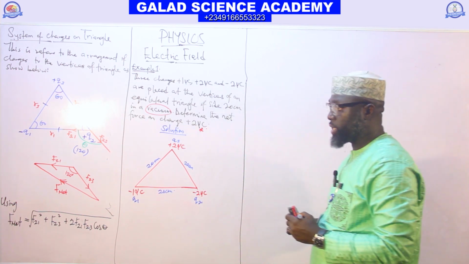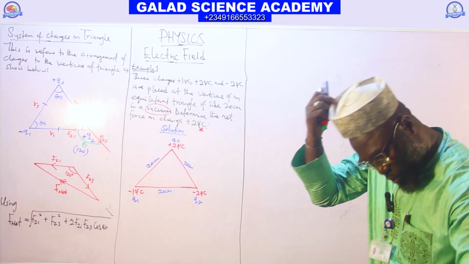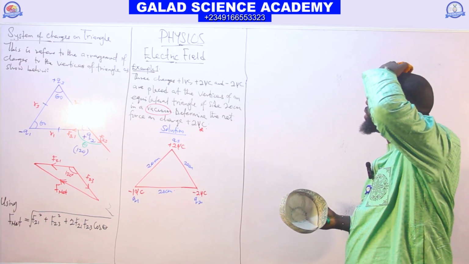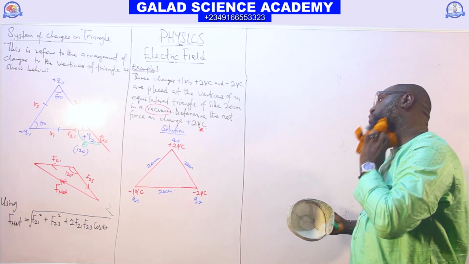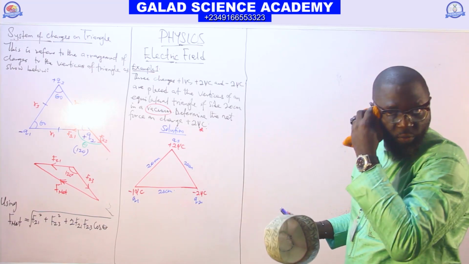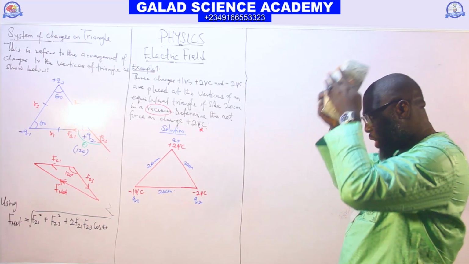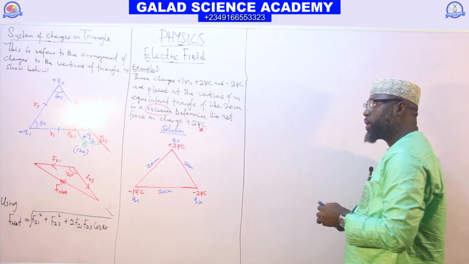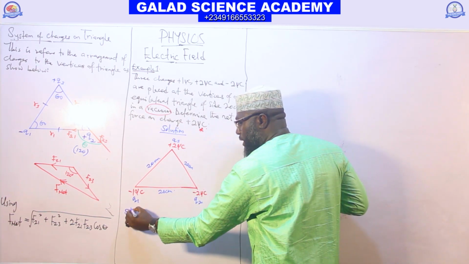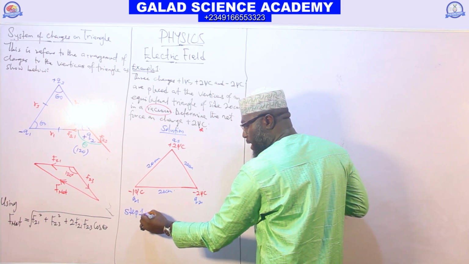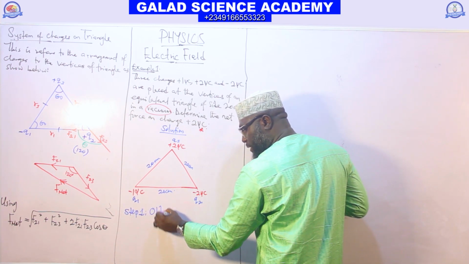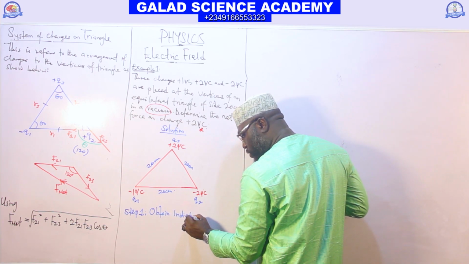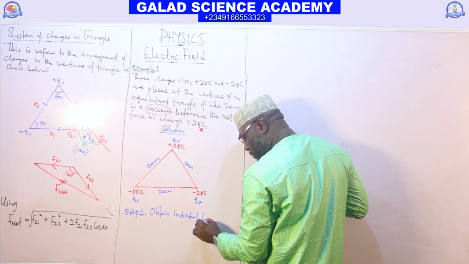Good. So if you follow the principle, the first thing we need is: step 1, find the individual forces. After that, we are asked to redraw the vector diagram. Now let me follow the steps. Step 1 says obtain individual force.